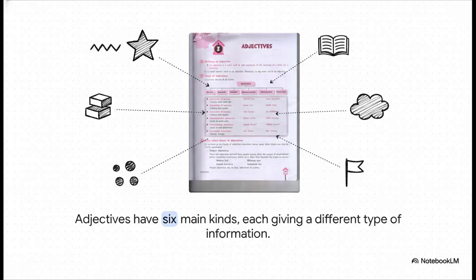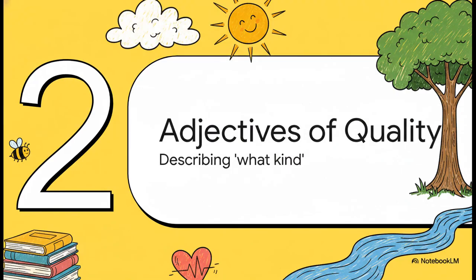Simple, isn't it? Now, adjectives aren't all the same. We can actually group them into 6 main kinds, based on the type of information they give. Now, don't worry, it's not as complicated as it sounds. We'll go through them one by one. All right, let's start with the first and most common type, adjectives of quality.